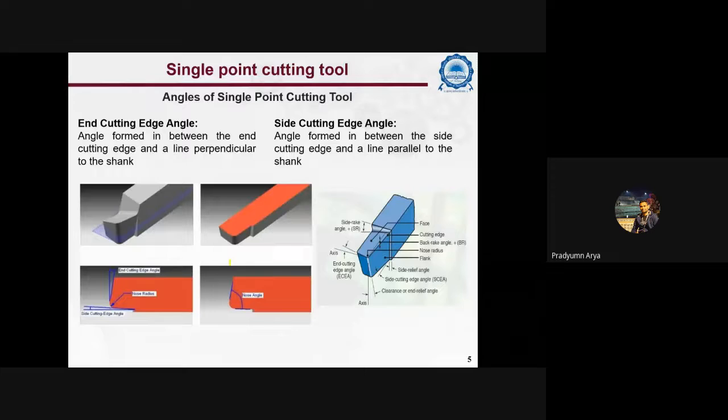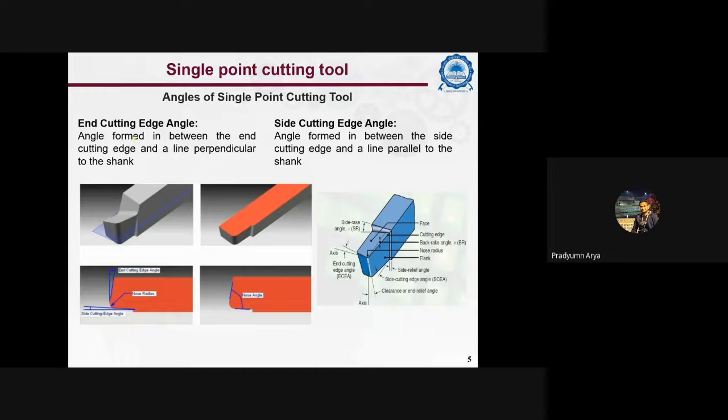So next we will discuss the angles of a single point cutting tool. First is the end and side cutting edge. You can easily see with the help of the figure the end cutting edge and side cutting edge. First is the end cutting edge angle. Angle formed between the end cutting edge and a line perpendicular to the shank. Similarly, side cutting edge angle is formed between the side cutting edge and a line parallel to the shank.